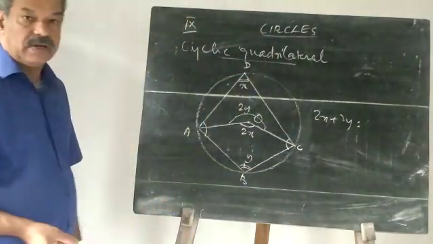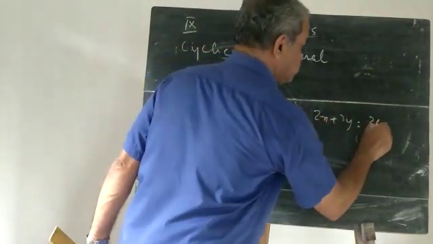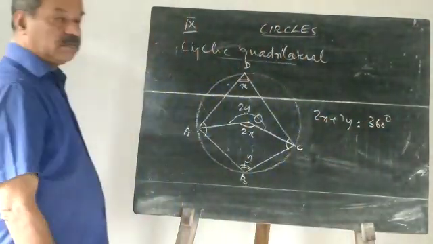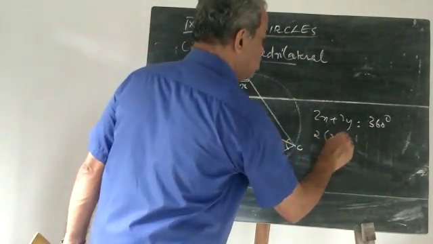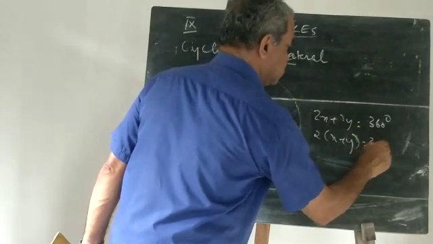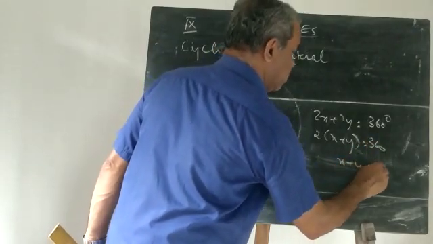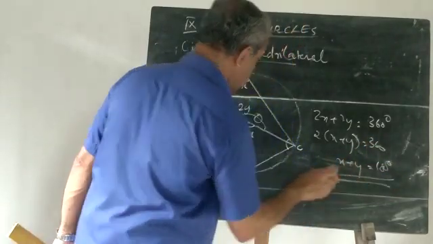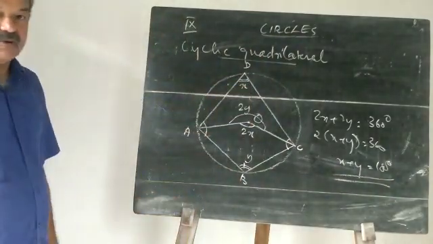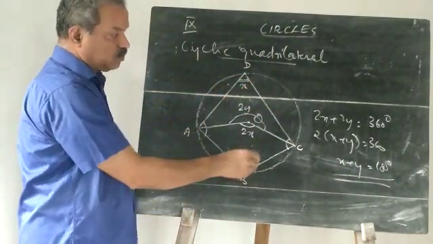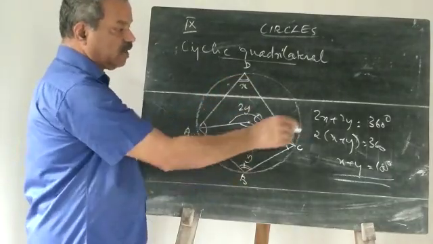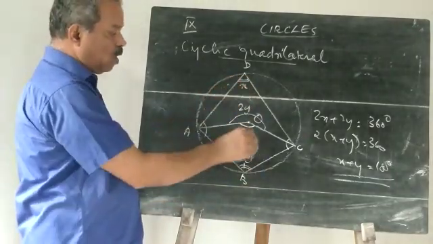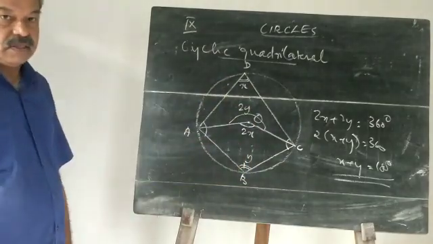Angle around a point is 360. 2x plus 2y equal to 360. That is 2 into (x plus y) equal to 360. x plus y equal to 180. These are the opposite angles of a cyclic quadrilateral. x plus y equal to 180. The sum of x and y is 180, which means these two angles are supplementary.